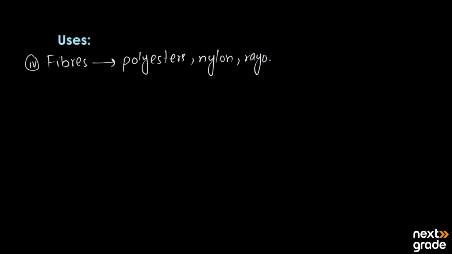Next, we have the use of hydrocarbons as fibers. What are fibers? They are used for the preparation of synthetic fibers such as polyester. Fibers are used for clothing purposes. It may be nylon, it may be rayon, and so on. A lot of fibers are produced with the help of hydrocarbons, so hydrocarbons are very important in our daily life.